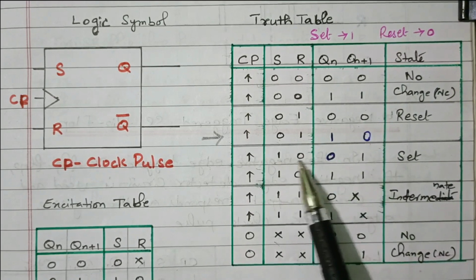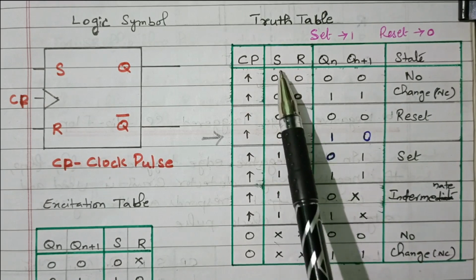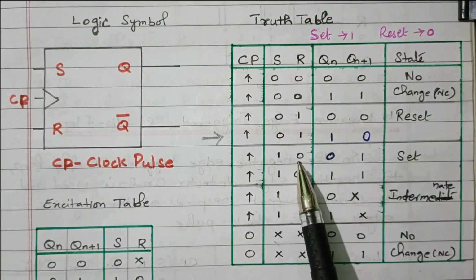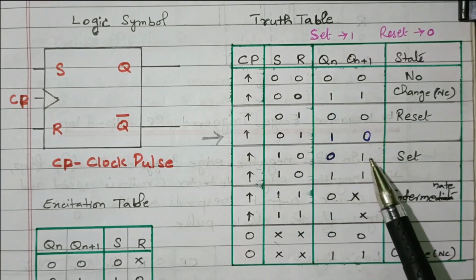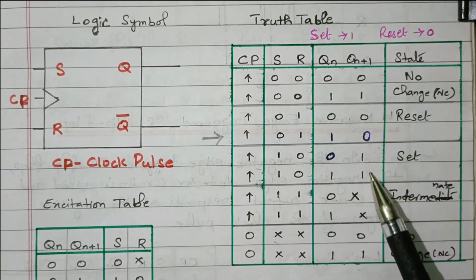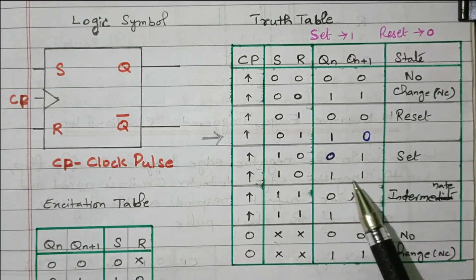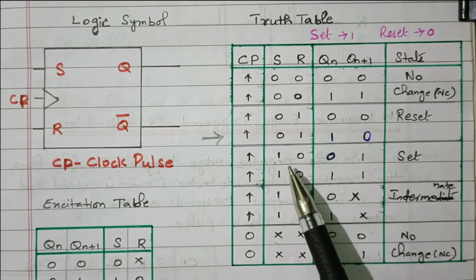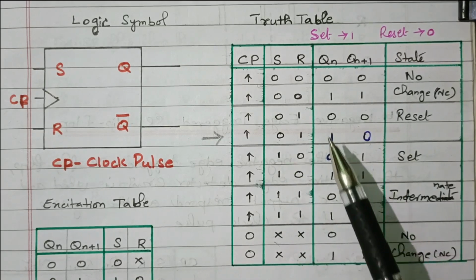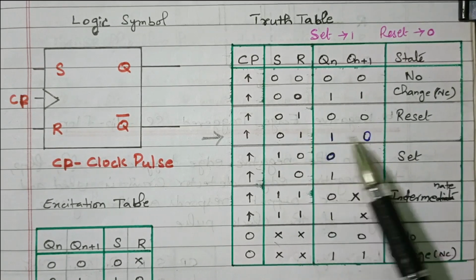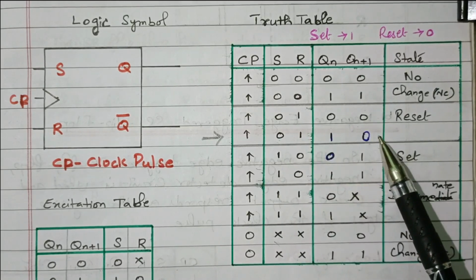Then the third combination, 1 0. This is set: set is 1, reset is 0. What is meant by set? Set means 1. So it will set the output as 1. If the present state is 0, it will set the output to 1. If 1 is already available, that will be maintained. So if the set input is 1, the output is set as 1. If the reset input is 1, the output is reset as 0.